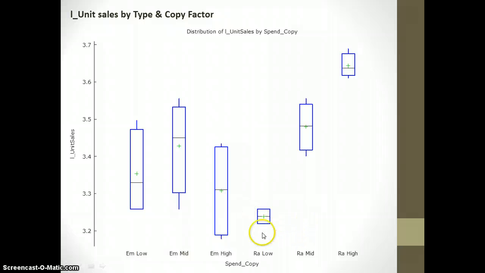So going over to the rational, we have low level of spending, middle, and high level of spending. Here we're seeing a definite positive relationship. So the more we spend, the more we are seeing in sales. And again, what we want to note here too is the variance is a lot lower in the rational advertising observations when we control for the level of spending as compared to the emotional. So that is very interesting here.